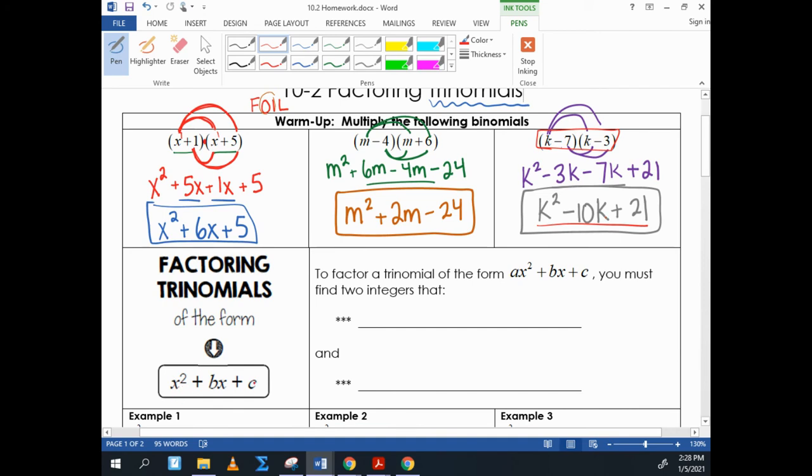Notice there's a trinomial. Notice your first term is a squared. It could be x squared, it could be m squared, it could be k squared, but it will always be something squared right there. Now this b represents a number. Okay, so it could be 6, or it could be 2, or it could be -10. There will be some number of x's, or m's or k's right here. And then the c also represents a number. Maybe it's 5, maybe it's 24, maybe it's 21.